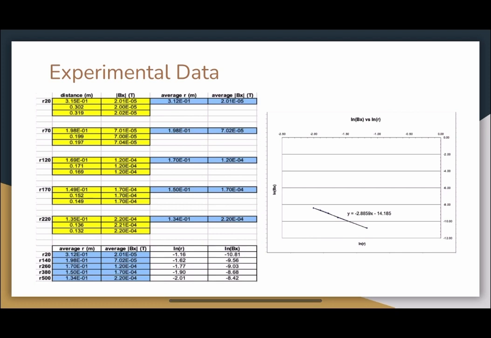As seen from my data, I chose 5 different locations where each corresponds to different x-component values of the magnetic field. After linearizing the data and plotting it, I found that my n value is negative 2.8955, which is the slope of the line, and my natural log of k value is negative 14.185.